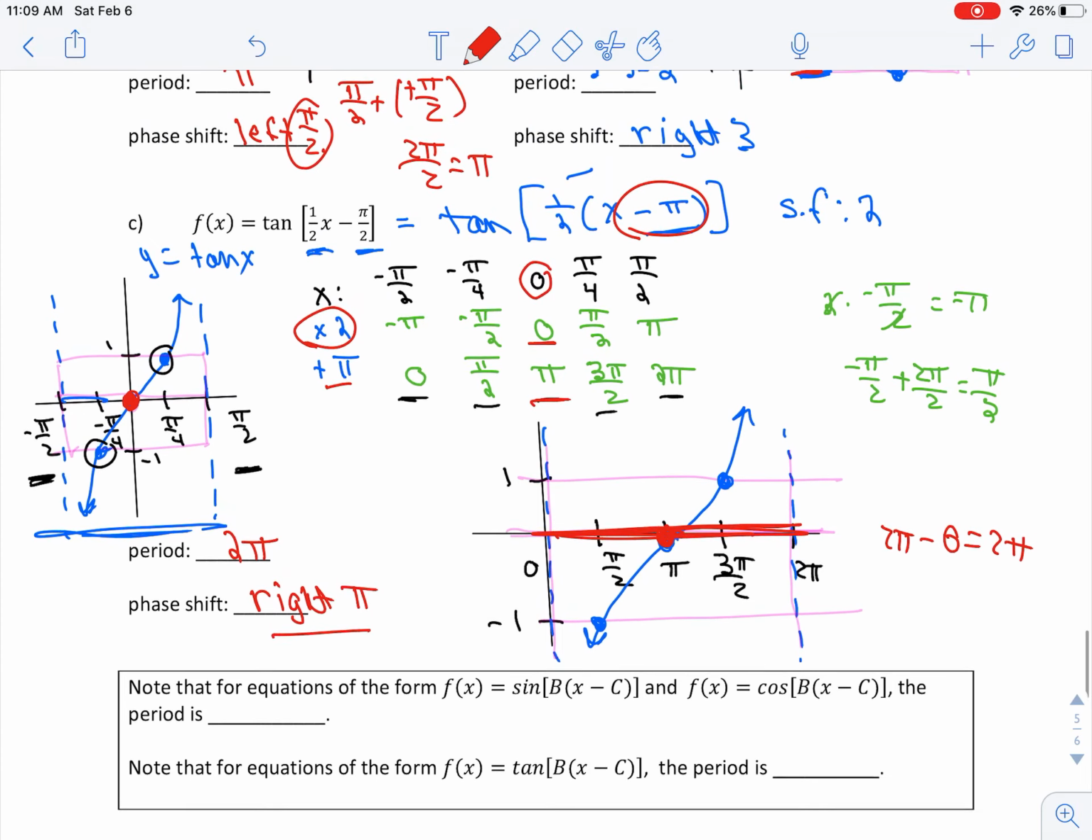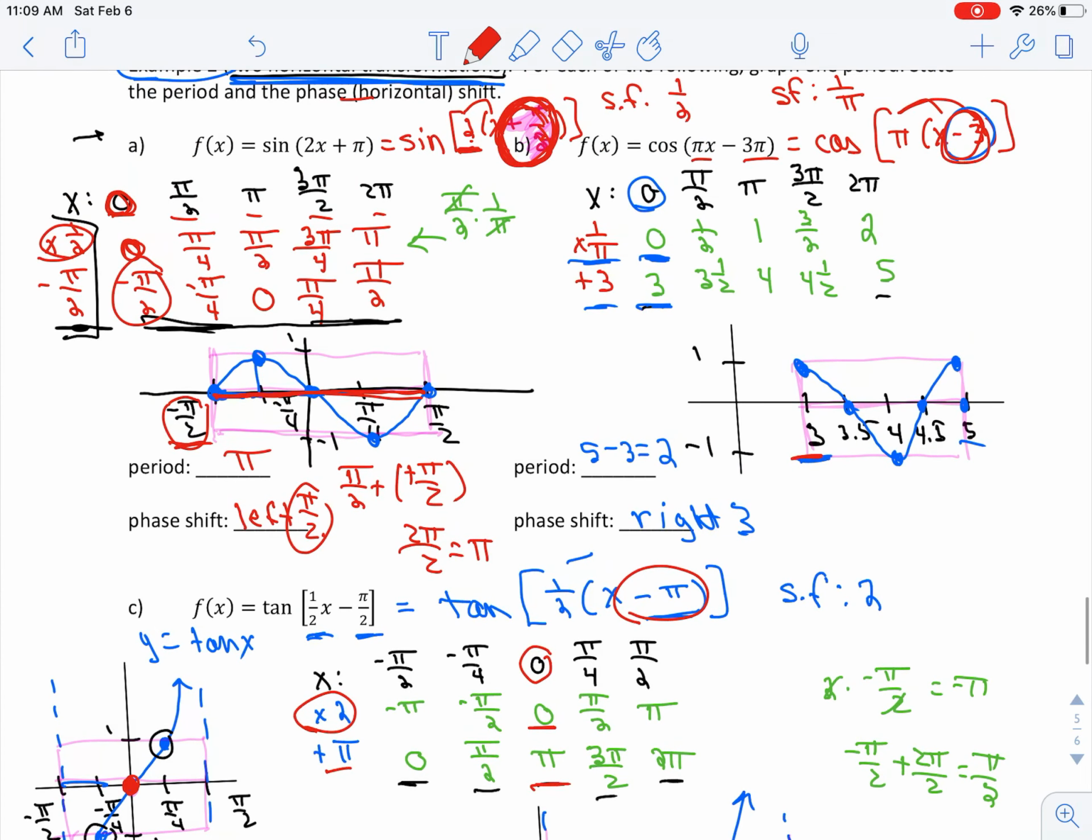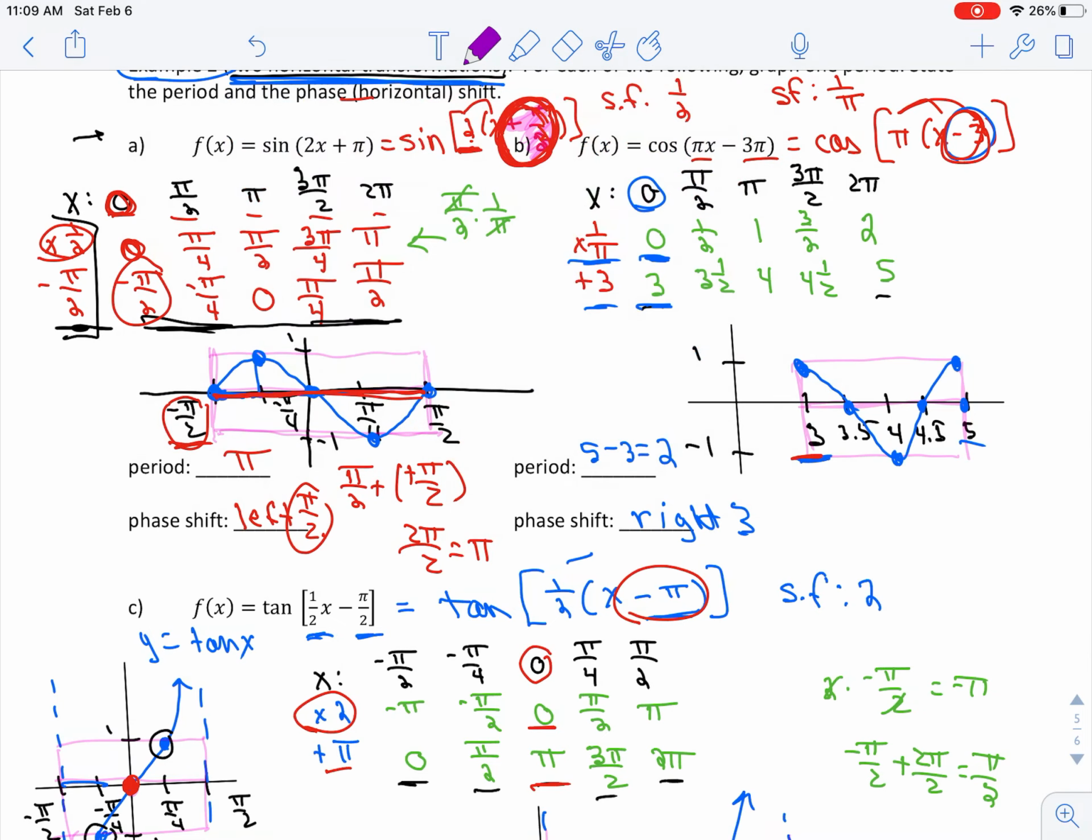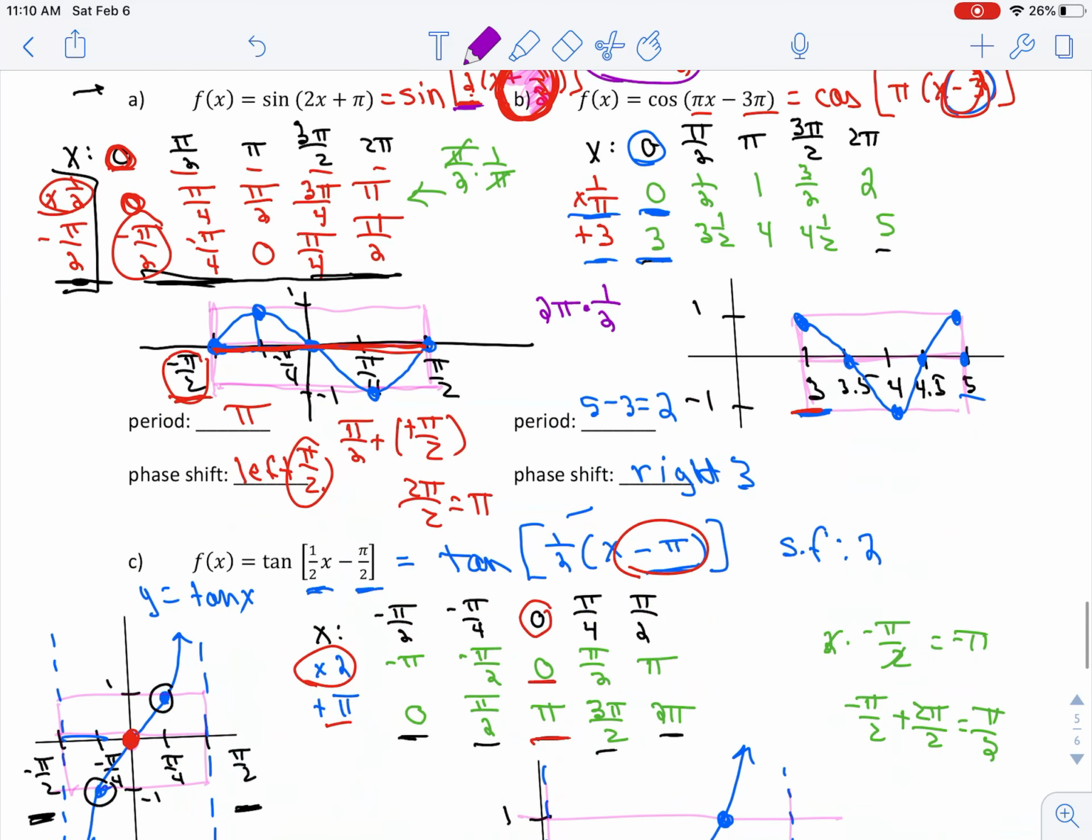Now, let's talk about a general formula for the period. If we go back to sine and cosine, what I want you to notice is that the scale factor for A was 1/2. And remember that the original period is 2 pi. If I take that 2 pi and multiply it by the scale factor, so in other words, everything on the sine function is getting shrunk down by the scale factor of 1/2, including the period. So if I take the original period of the sine graph, multiply it by 1/2, I get pi. And that's what we see here.